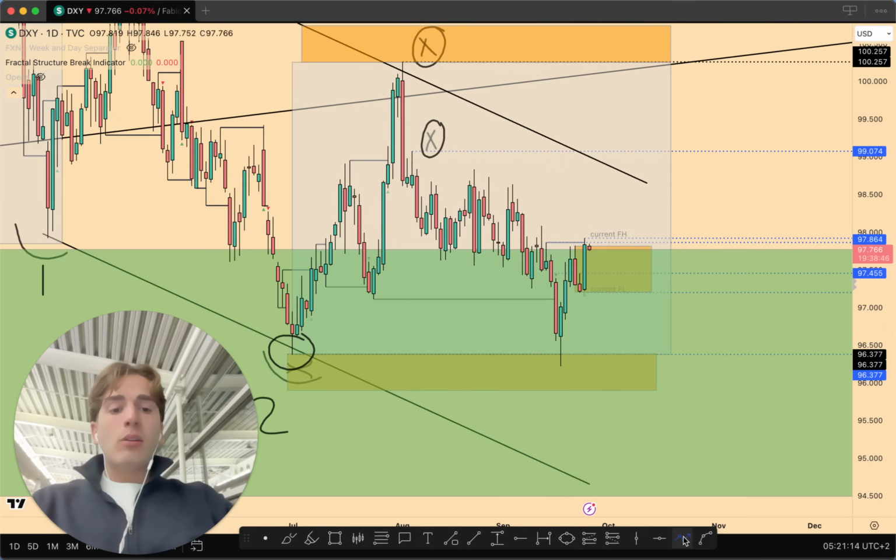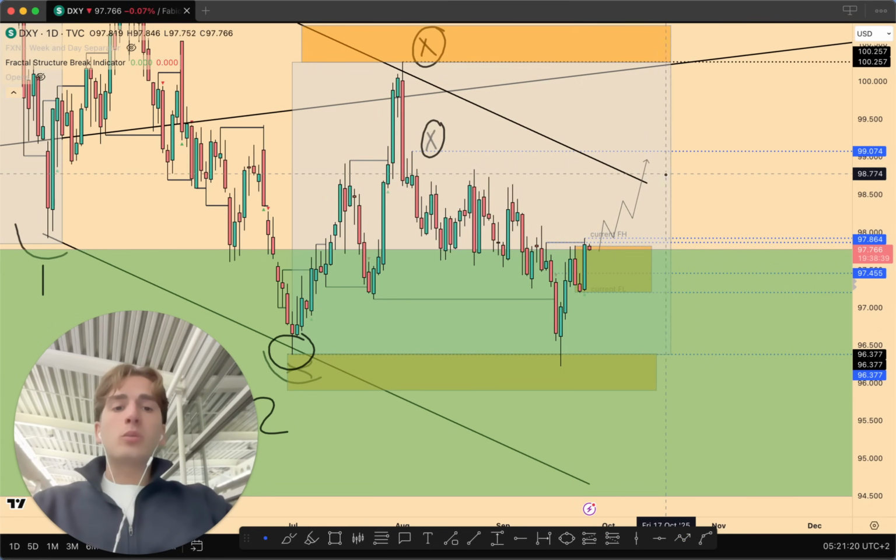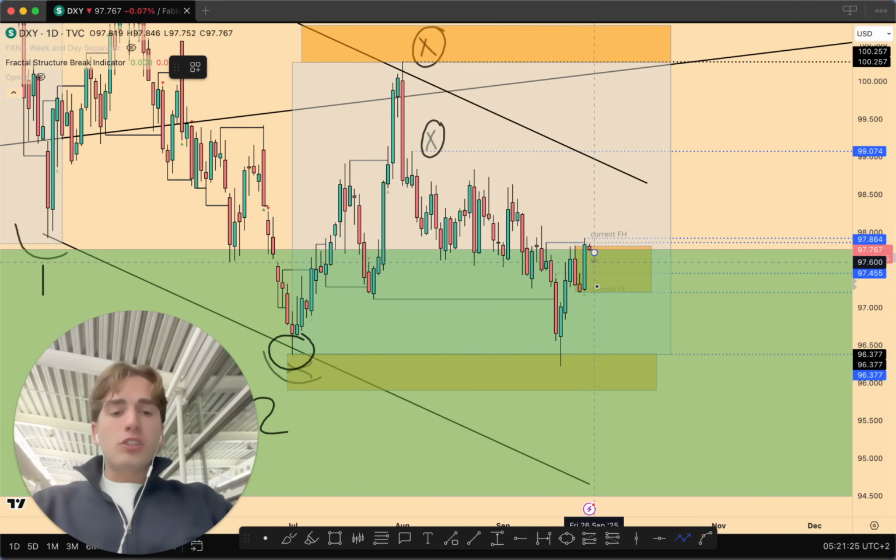So let's see how today closes. If today again closes as a bullish candlestick, then I'll just be looking for further longs towards next week here on the dollar index. If today we see some kind of massive rejection back towards the downside, and let's say close underneath here, then we can look for another short towards the downside.